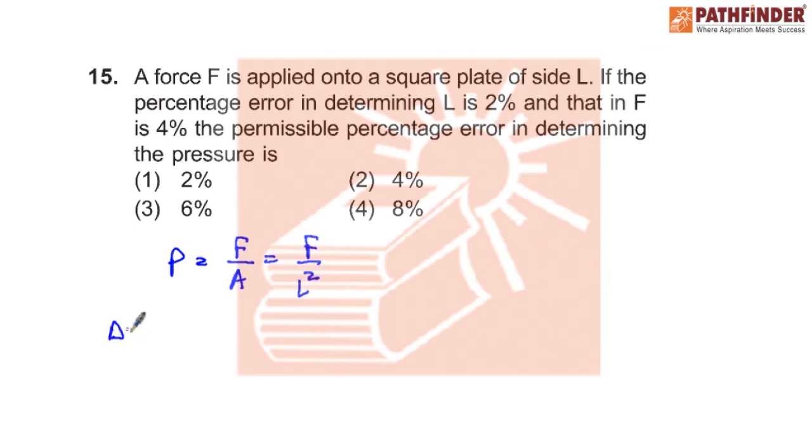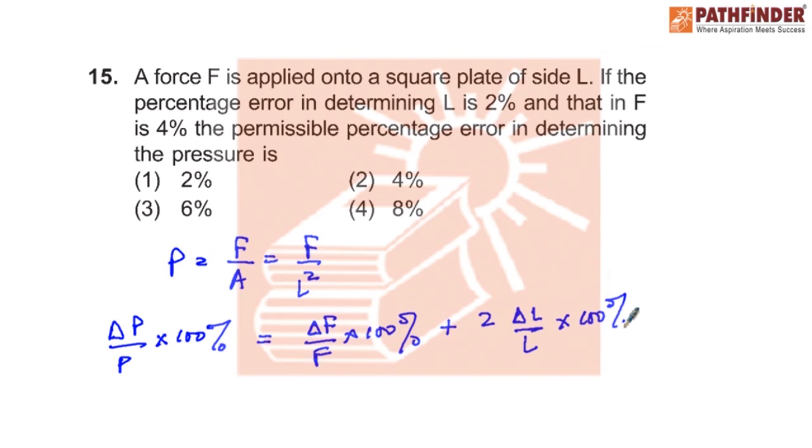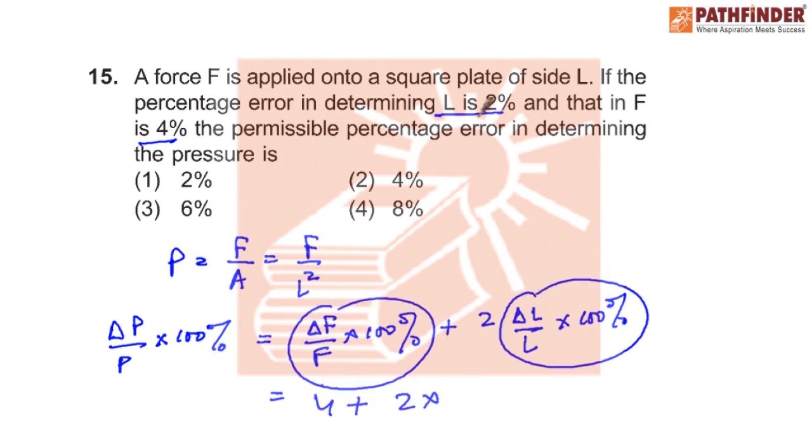So if we take log on both sides and work out the percentage error, then the calculation goes on like this as we are putting it here, or you can even do it mentally as we have just learned a few pages ago. So now you substitute the errors. You see, the error in determining L is 2 and force is 4. So force is 4, and length is 2 but it is squared, so it is 4 plus 4, that is 8%. So the error in calculating the pressure is 8%.